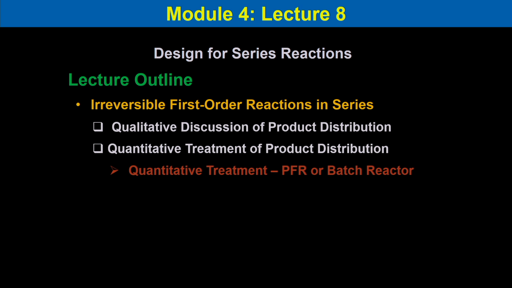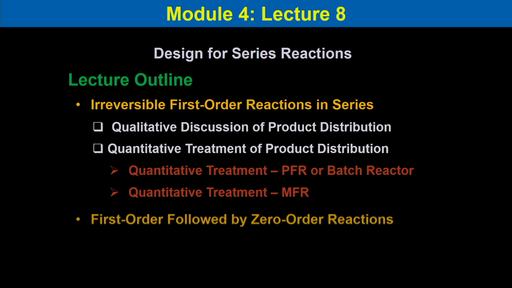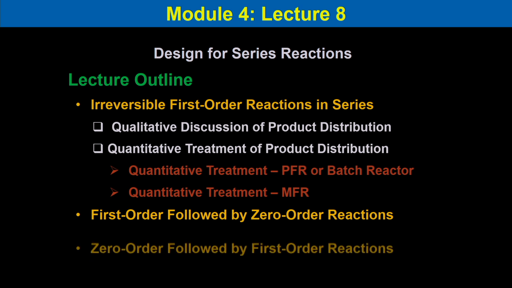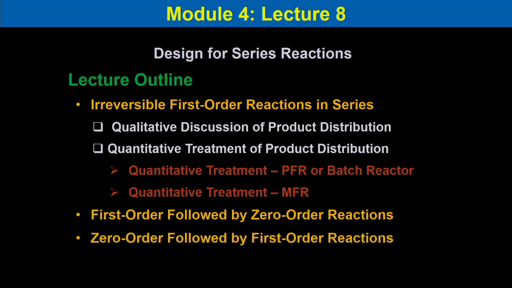then quantitative treatment of the product distribution, then we will do the quantitative treatment for two different categories. One is PFR or batch reactor, and secondly the quantitative treatment for the mixed flow reactor, and finally we will cover first order followed by zero order reaction and zero order followed by first order reactions. So, let us start with irreversible first order reaction in series.